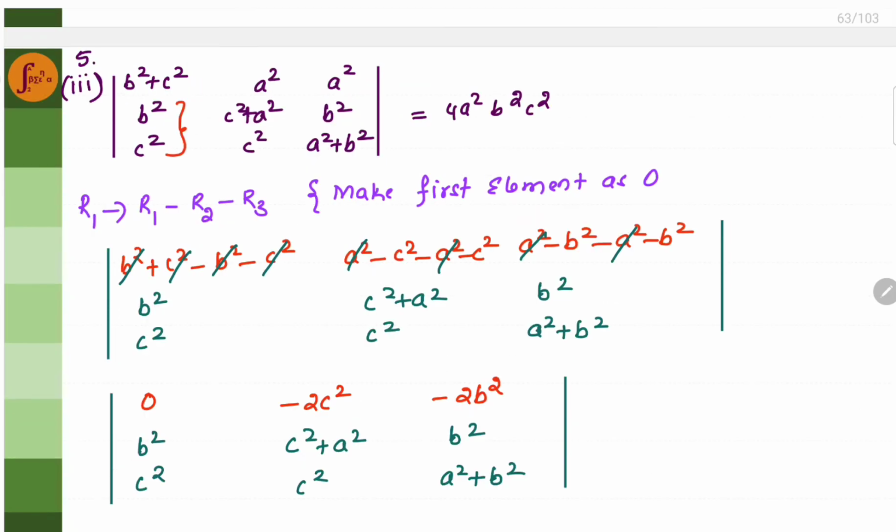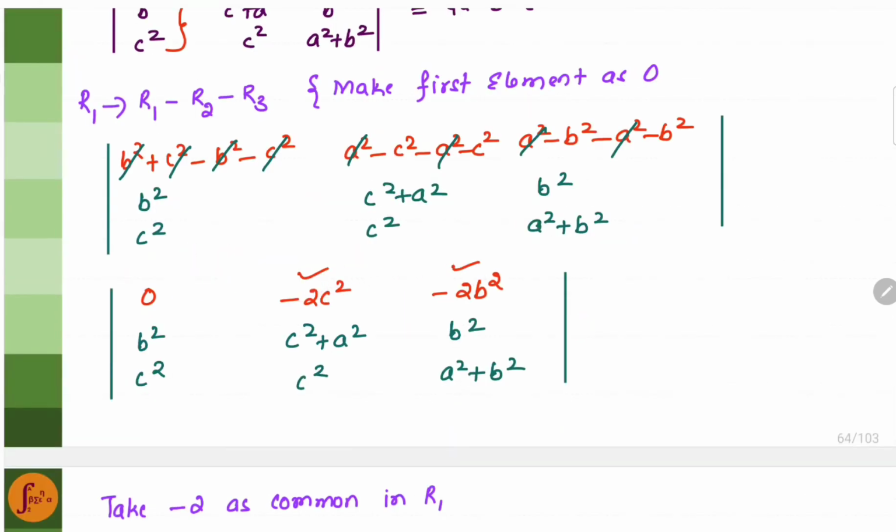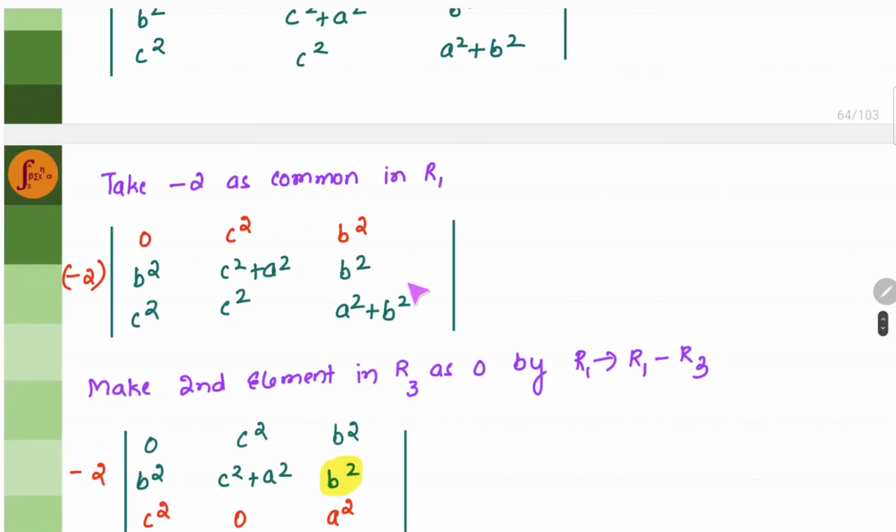Now if you notice here, if you add B square plus C square and subtract it with this B square plus C square, then it's going to become 0. That is, you're going to add these two rows and subtract it with this row. It's going to be row 1 minus row 2 minus row 3. Right? So this way, this element is going to become 0. You will also get some common numbers, 2 here. So take the 2 outside. You'll get a determinant like this.